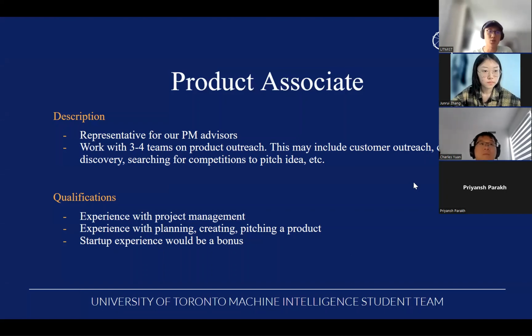And the qualification for this is to have experience with product management. We also want you to have experience with planning, creating, and perhaps even pitching a product to someone, and that would be a great bonus. Another bonus would be startup experience. Some of us here already have startup experiences, and if that is one of the experiences that you have, then that would be an excellent bonus to have.